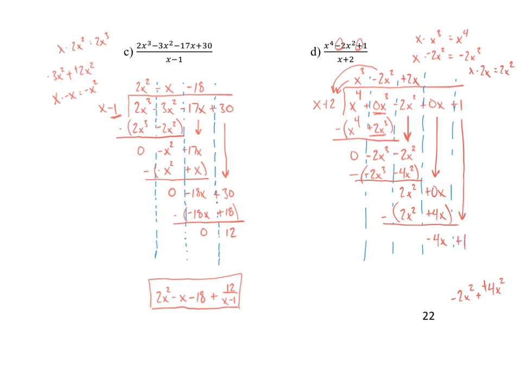How many times does x go into negative 4x? That's going to be negative 4 times. So that's going to give me negative 4x. And then when I do negative 4 times 2, I'll get negative 8. Subtracting, that leaves me with 9 as my leftover number. So the final answer is going to be x cubed minus 2x squared plus 2x minus 4 plus 9 over x plus 2. And that's your final answer.